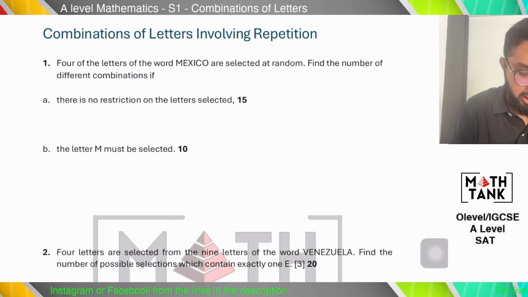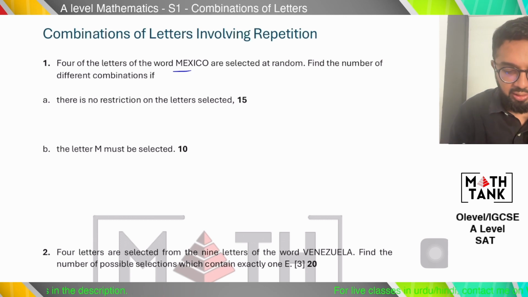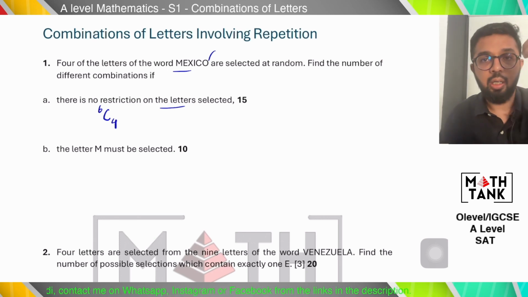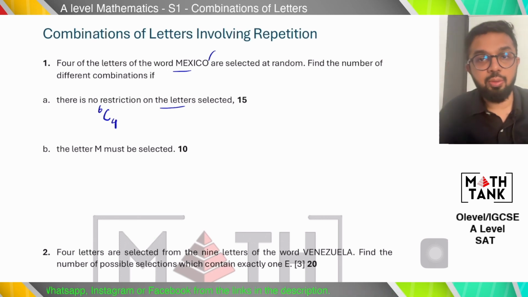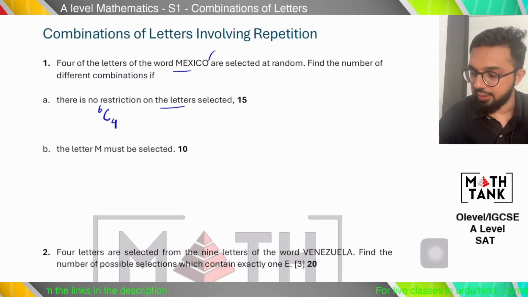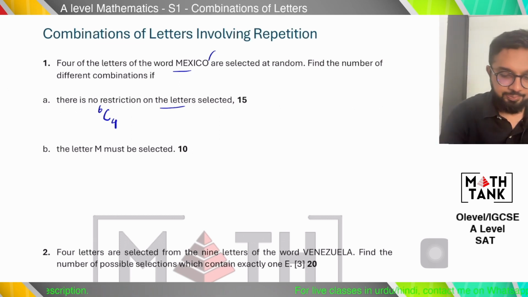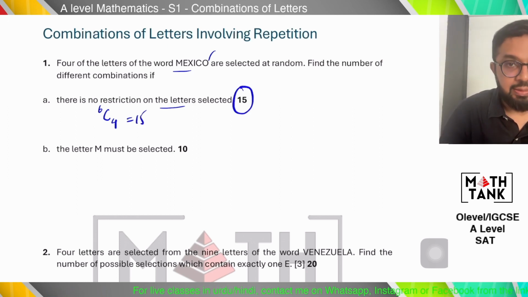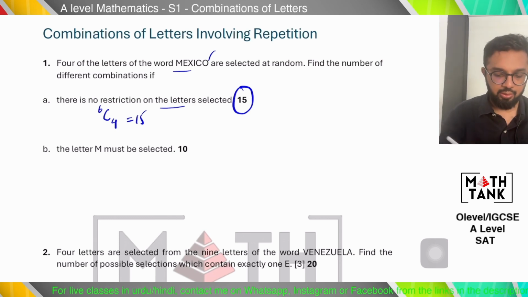Okay. Four of the letters of the word Mexico are selected at random. Find the number of different combinations if there is no restriction on the letter selected. So how many letters are available? There are six letters available, and I need to choose four. Now these questions are about choosing, so it's just simply 6C4. I put that on my calculator and I get 15. These are the correct answers that I've written here just to make sure that I'm doing them correctly.